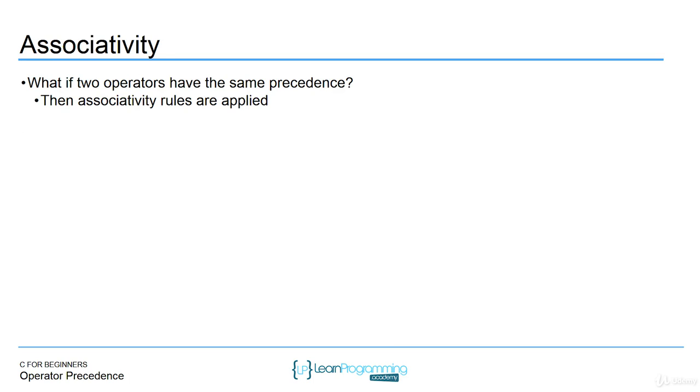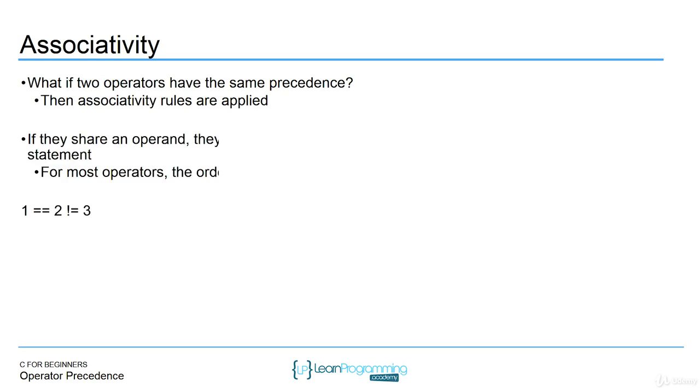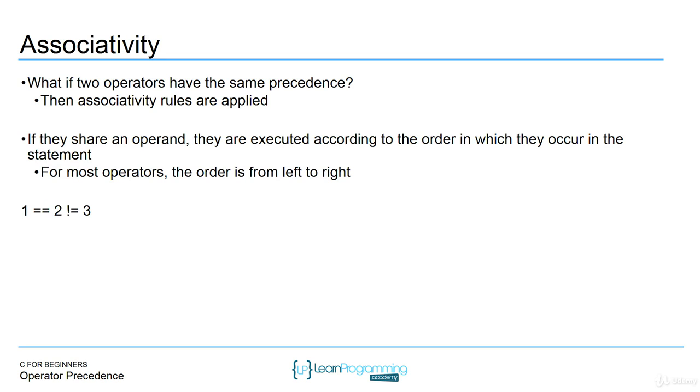Associativity is related to precedence because what happens if two operators have the same precedence? Then how do you figure out the order? Well, then you apply associativity. Whenever operators have the same precedence level, you apply additional rules. Associativity is basically whether you start on the left-hand side and go to the right, or right to left. If you share an operand and they have the same precedence, you're going to execute them in the order based on the associativity rule. For most operators, the order is from left to right.